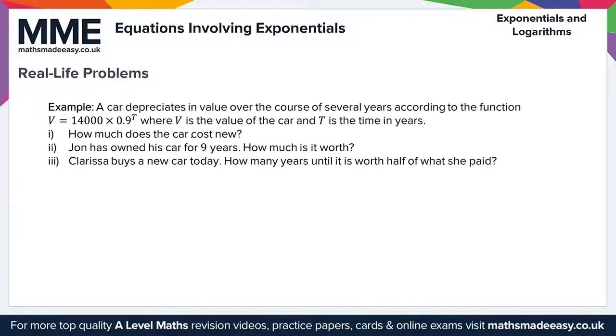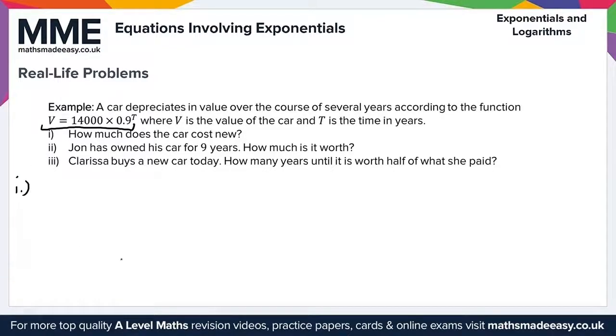We're told a car depreciates in value over the course of several years according to the function given here, which is v equals. We're told v is the value of the car and t is the time in years. And there's 3 parts to this example here, part 1, part 2 and part 3. So let's start with part 1 here.